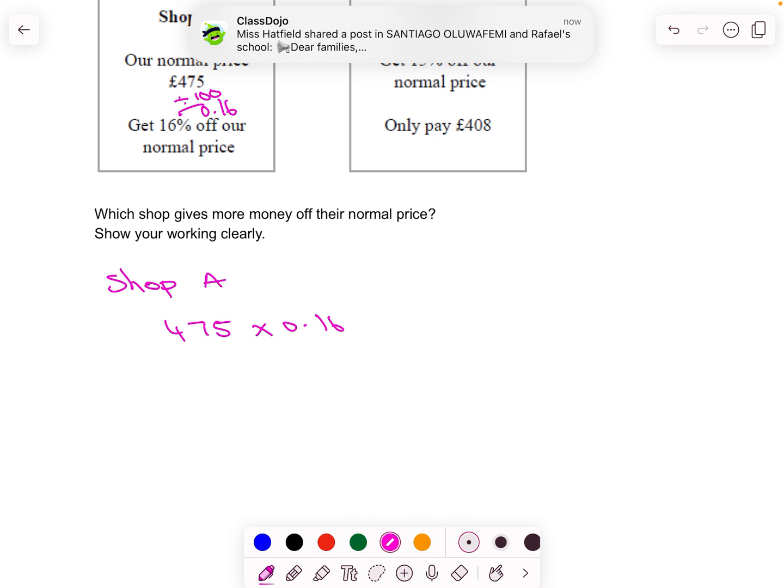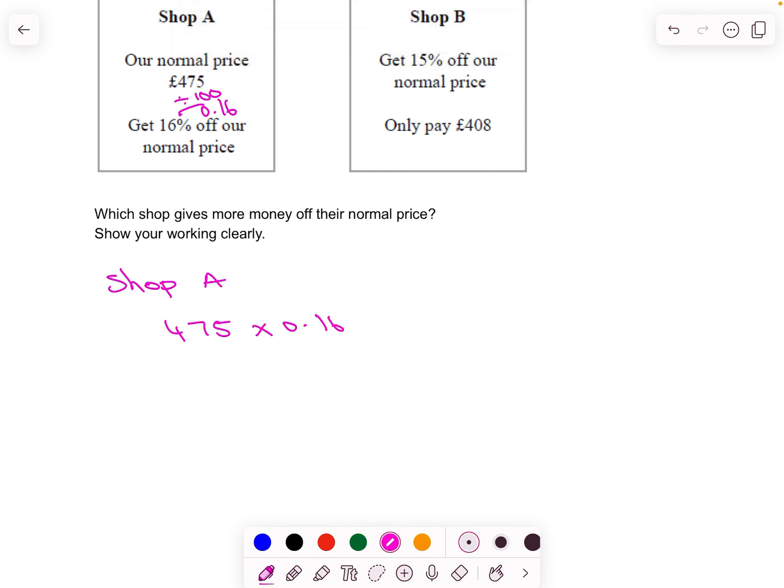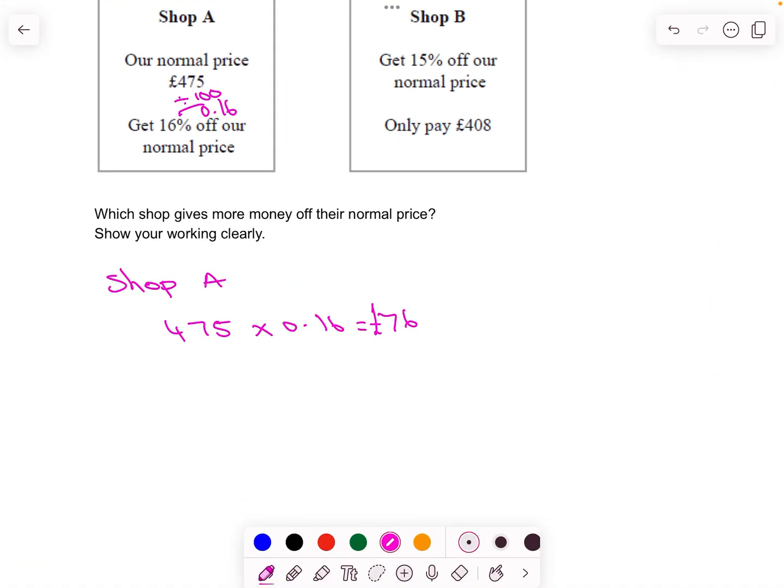And so let's do that on our calculator. 475 times 0.16, which is £76. So we're going to get £76 off our normal price on shop A. So we've done shop A. Shop B. That's how much we're getting off there.